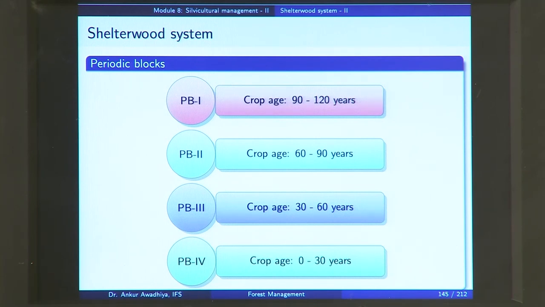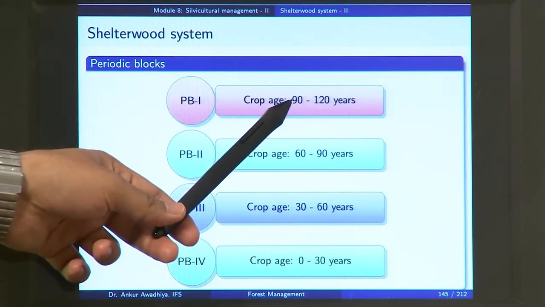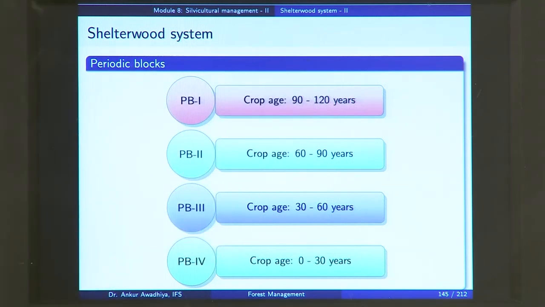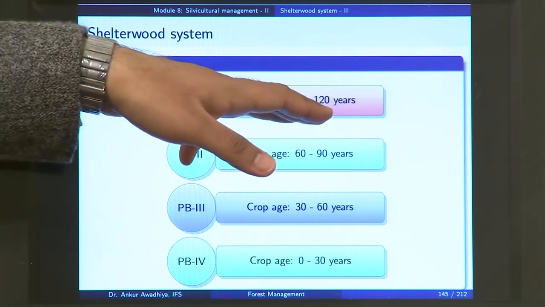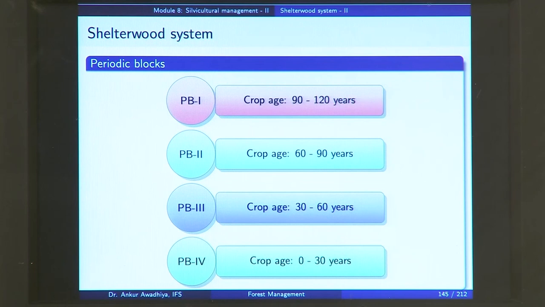So, PB1 in this case, for a 30 years regeneration period, will have those trees that are of the age of 90 to 120 years. So, in the next 30 years, in this year, suppose you remove all your trees that are 120 years of age. Next year, you will remove those trees that have become 120 years of age in the next year.